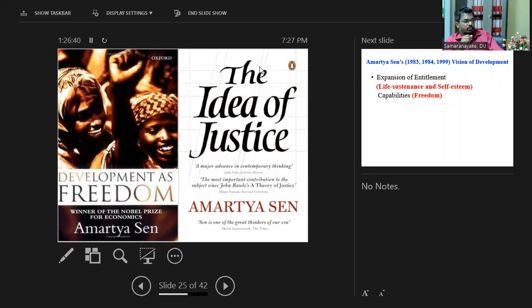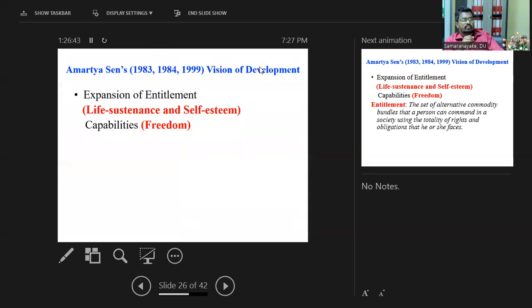In a broader perspective, in his ideas, he mentioned this in a different way. He used terms like entitlement. He said development means an expansion of entitlement and capabilities. Development means expansion of the entitlement and capabilities of a country. Now, entitlement means life sustenance and self-esteem, right? And capabilities are about freedom, right?